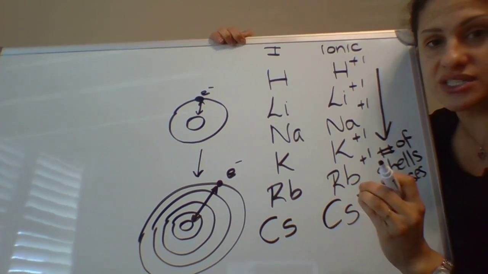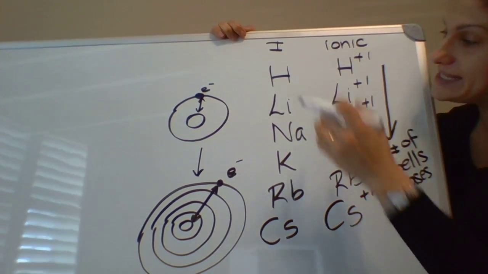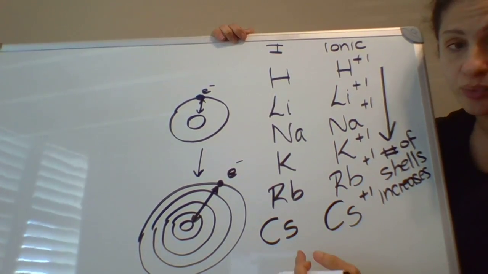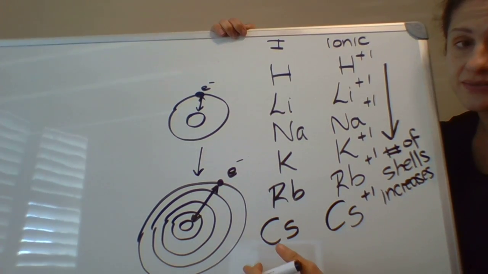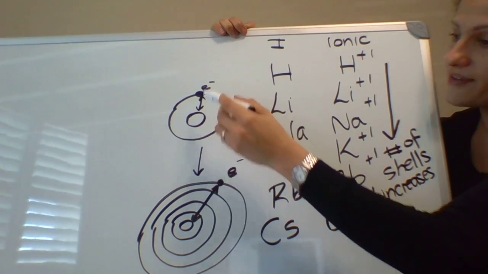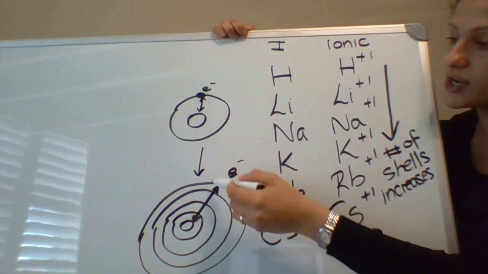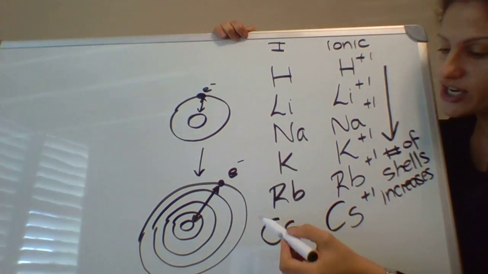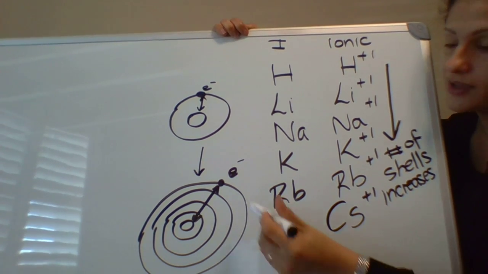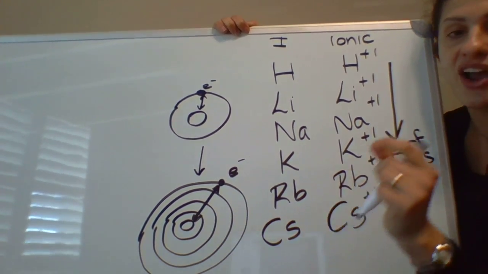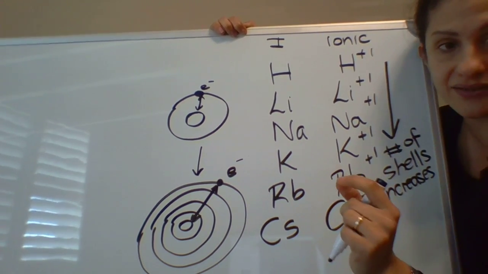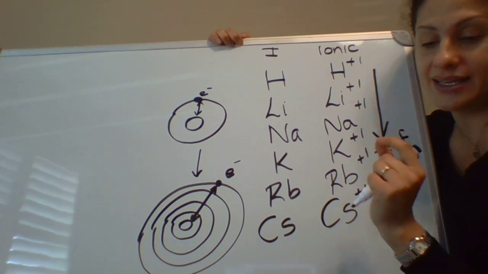So a trend you'll see in the periodic table is that as you move down a group, the number of shells increases, and even though they have the same number of valence electrons, because the attraction between their electron and the nucleus at the bottom of the group is so weak, they are highly reactive and extremely dangerous.